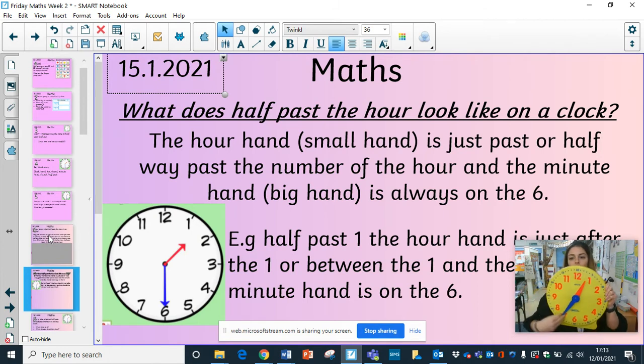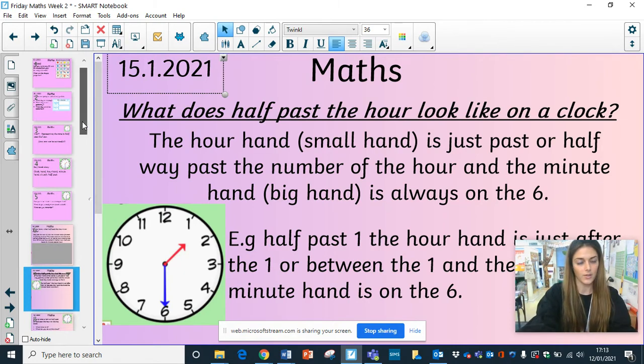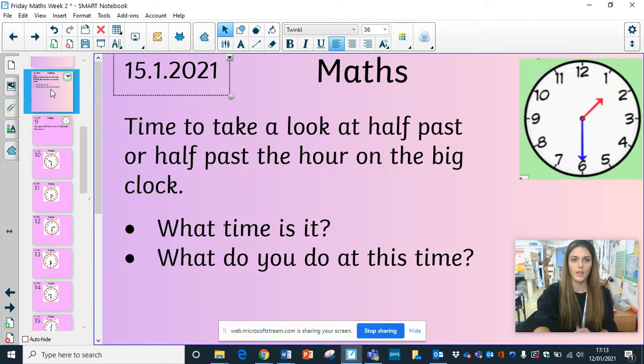Oops, sorry about that. And then this one, 2:30, as you can see, the hour hand goes between the 2 and the 3 as the hands move around the clock. So again, this is just a recap. Time to look at half past the hour on a big clock. I'll flash up some on the screen for you to look at, and I've also got my clock here to show you as well.